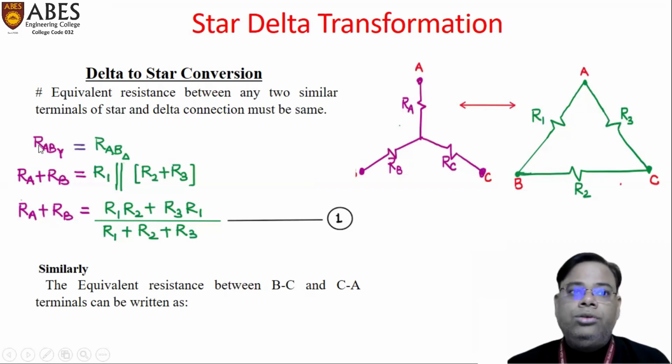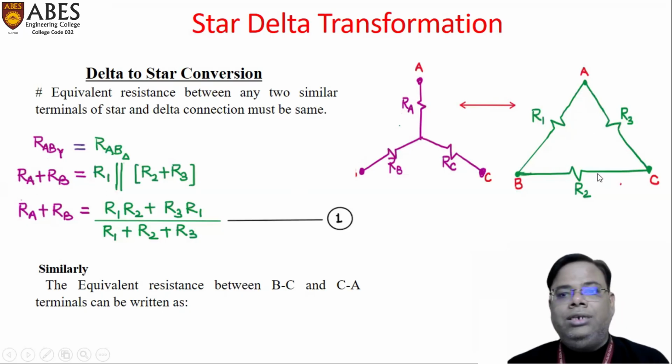For finding the expression of star-connected resistances in terms of delta-connected resistances, we will firstly consider this assumption that must be satisfied for conversion from star to delta or delta to star. As you can see, firstly, we will write the expression here. RAB, the equivalent resistance between A and B terminals of the star-connected resistances, would be RA plus RB. RC is the open-circuit resistance, so we will not consider it in this expression. RAB star would be RA plus RB.